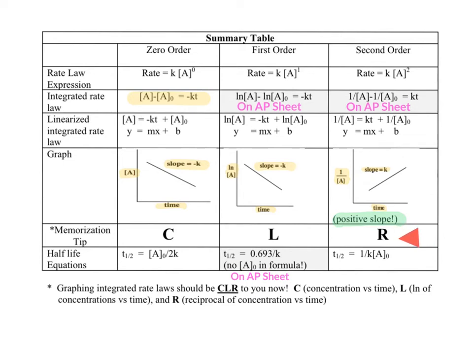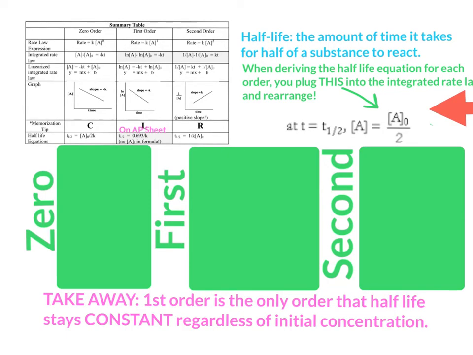So, what is the business with this half-life situation? Let's talk about that because there's one important thing I need to mention to you. What is a half-life? A half-life is the amount of time it takes for half of a substance to react or to disappear when a reaction is occurring. Here are the half-life equations for a zero, first, and second order reaction.